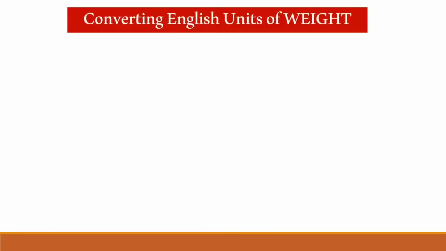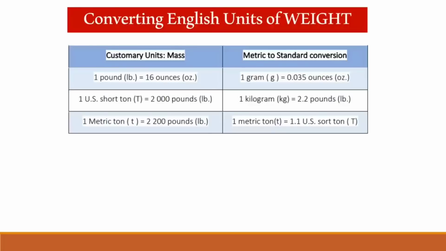Next, let us move on to converting English units of weight or mass. Here are some of the common conversions that we use. 1 pound is equal to 16 ounces. 1 US short ton or capital T is equal to 2,000 pounds. 1 metric ton is equal to 2,200 pounds. 1 gram is equal to 0.035 ounces. 1 kilogram is equal to 2.2 pounds. 1 metric ton is equal to 1.1 US short ton.